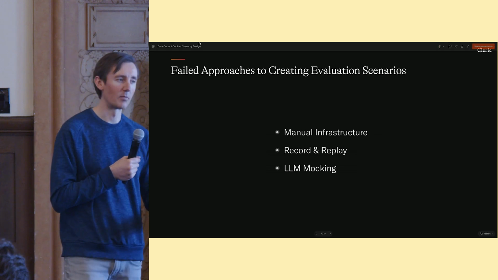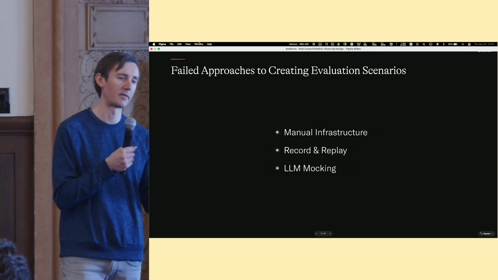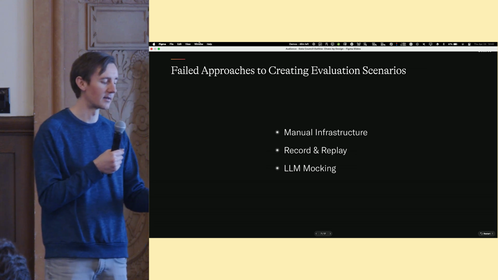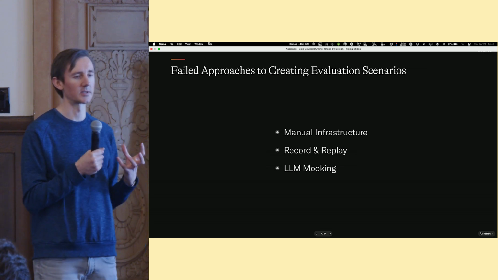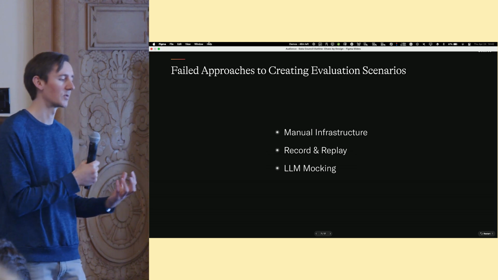Then finally, we tried mocking production APIs. So you'd have a fake Kubernetes, you'd have a fake Datadog using an LLM, but that also doesn't work because it's non-deterministic. So if there's a failure, then you don't know if it's due to the eval bench or if it's your agent.